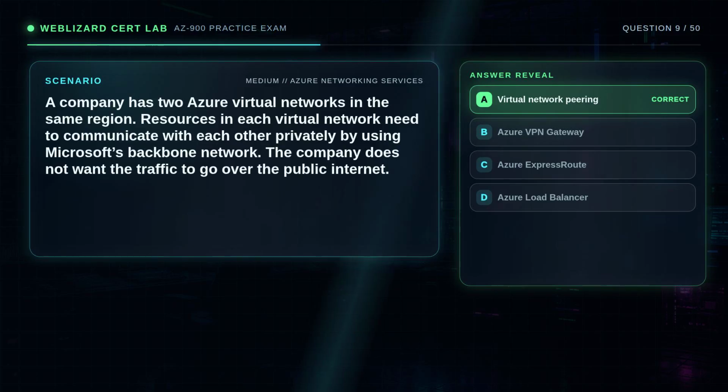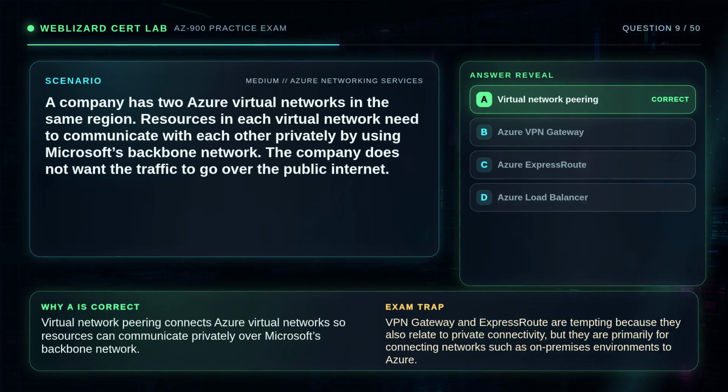The correct answer is A. Virtual network peering. Virtual network peering lets Azure virtual networks communicate privately through Microsoft's backbone network. For two Azure virtual networks in the same region, this is the direct service the question is describing.